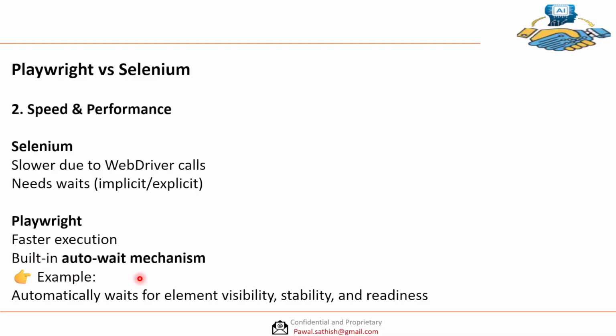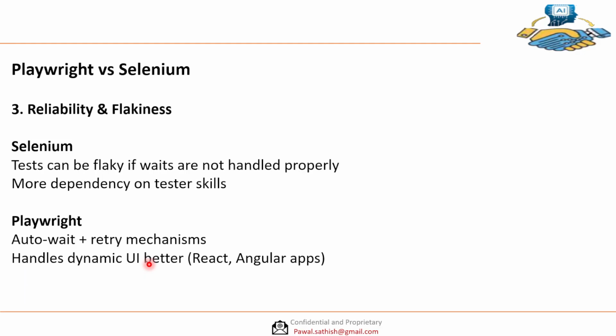Flaky test is nothing but something we sometimes observe in Selenium. Sometimes our test case passes, the next run it fails, then if you do a third run, it may pass or fail. But in Playwright we get stable execution results because of the auto-wait mechanism. We'll see all these details in the next lecture.